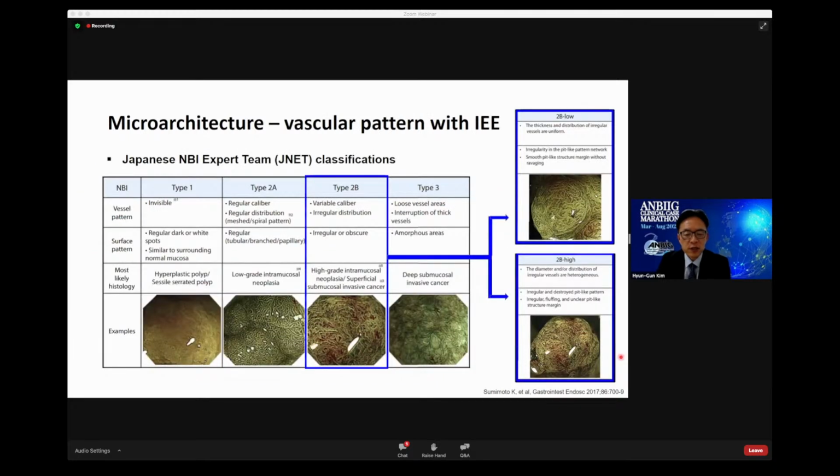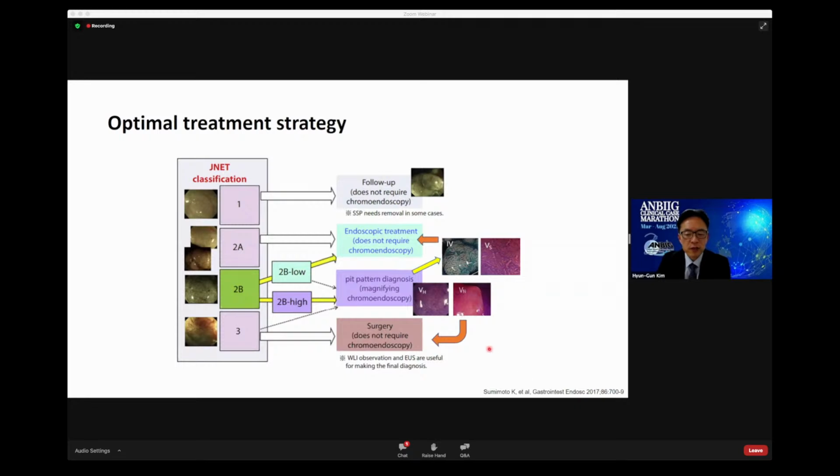Image-enhanced endoscopy such as ANBIG is the easiest way to observe lesions. The Japanese ANBIG expert classification improved the accuracy of endoscopic treatment indication with more detailed sub-classification of the lesion. Type 2A lesions can be confidently treated with colon polypectomy and EMR, and if the lesion is observed as type 2B, we have to carefully select lesions with additional process for endoscopic resection.